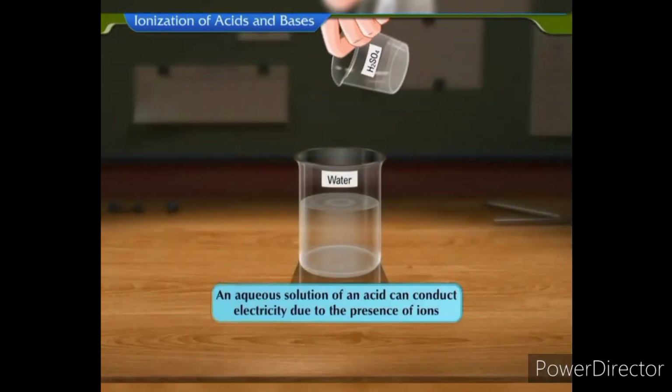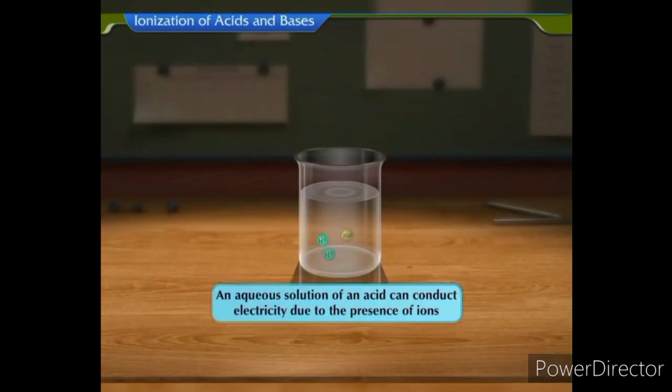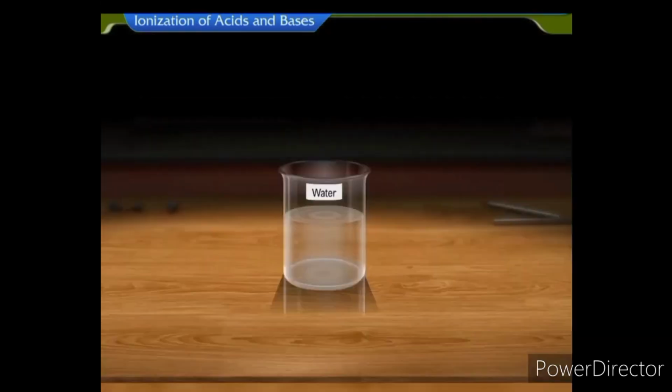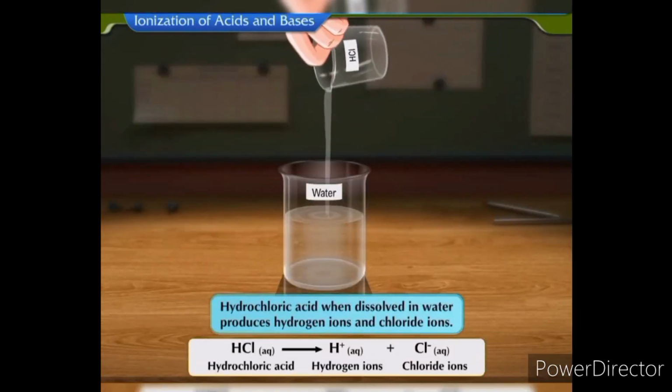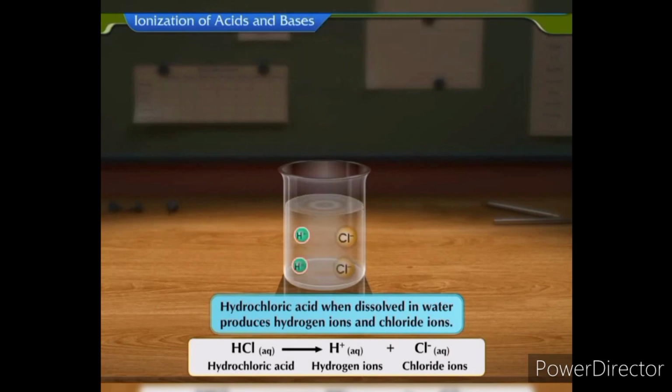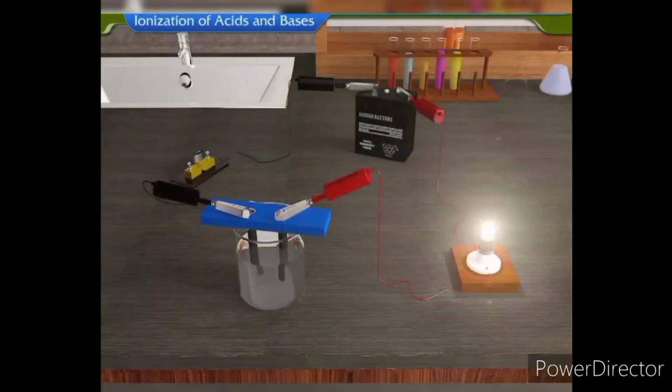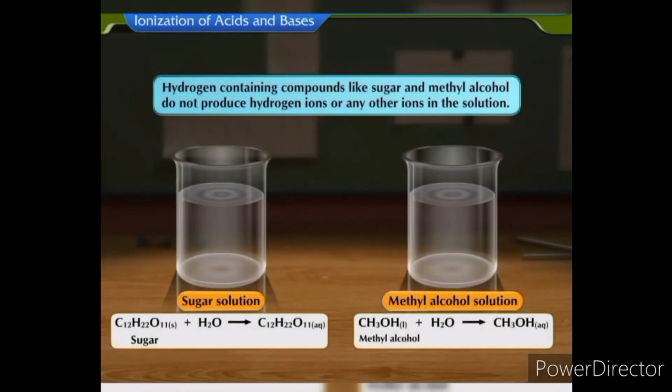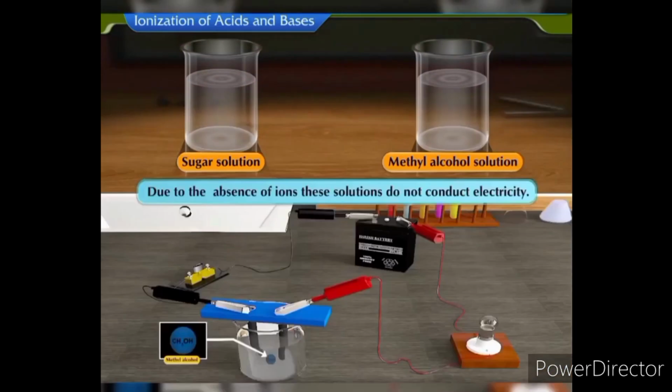An aqueous solution of an acid can conduct electricity due to the presence of ions. Hydrochloric acid, when dissolved in water, produces hydrogen ions and chloride ions, which conduct electricity. Hydrogen-containing compounds like sugar and methyl alcohol do not produce hydrogen ions or any other ions in the solution. Thus, due to the absence of ions, these solutions do not conduct electricity.